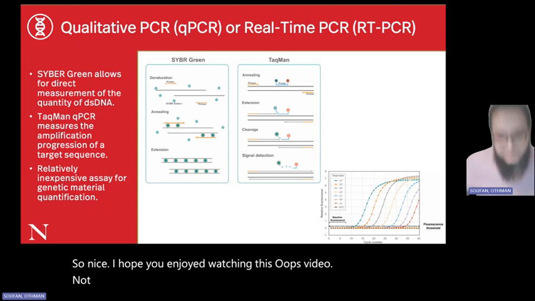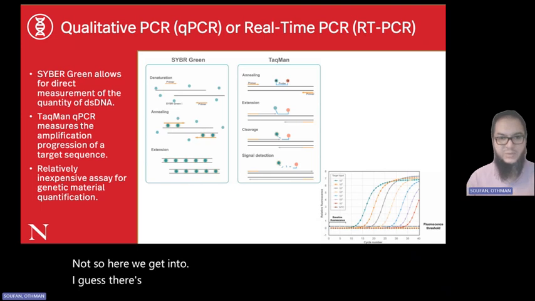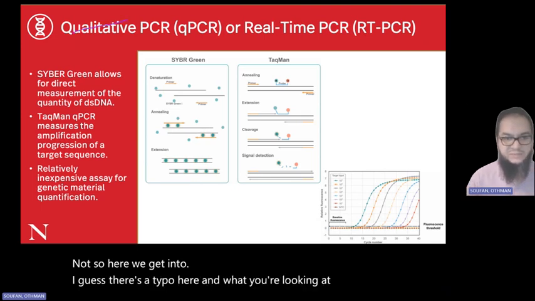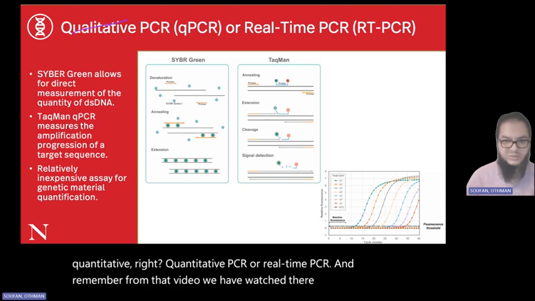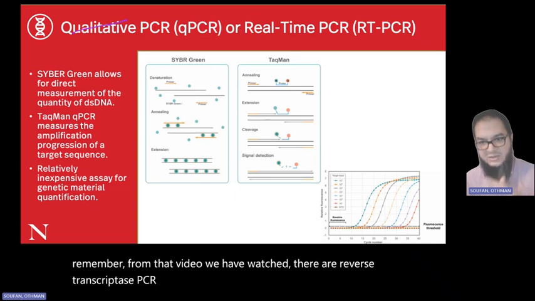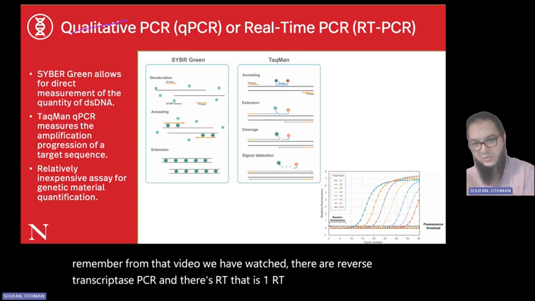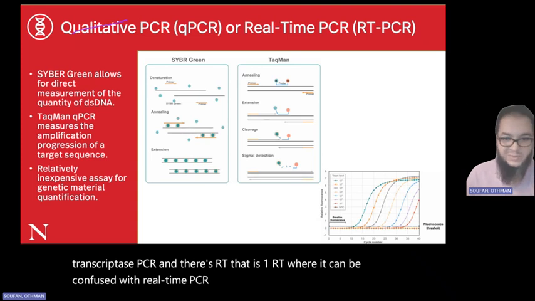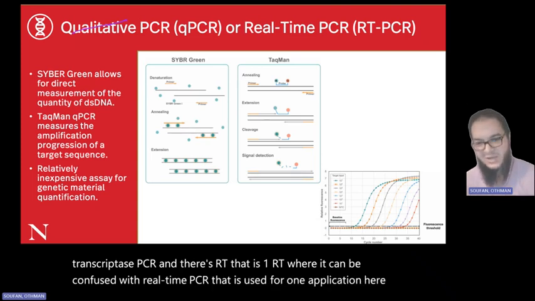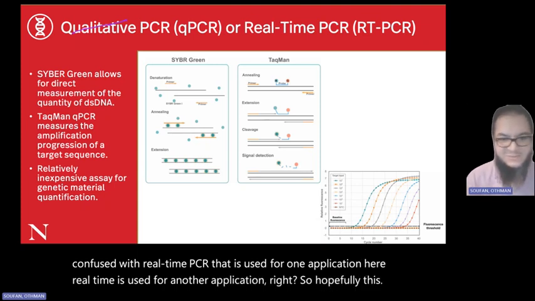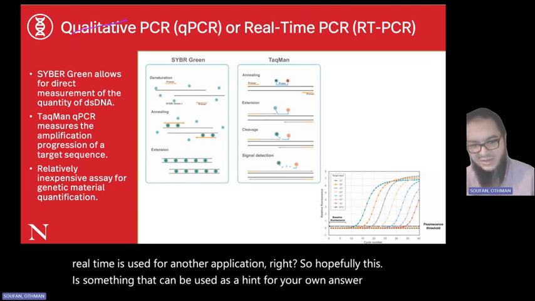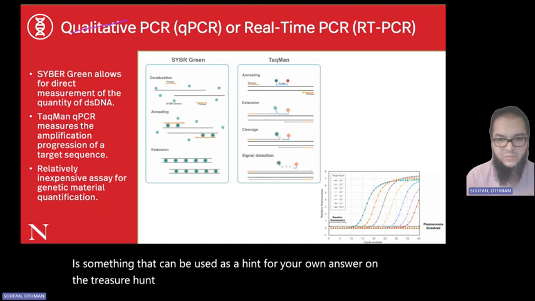Nice. So here we get into, I guess there's a typo here, and what we're looking at is quantitative PCR or real-time PCR. And remember from that video we have watched, there is reverse transcriptase PCR, and there's RT. That is one RT, but it can be confused with real-time PCR. That is used for one application. Here, real-time is used for another application. So hopefully this can be used as a hint for your own answer on the treasure hunt question that we had just before we ran the video.